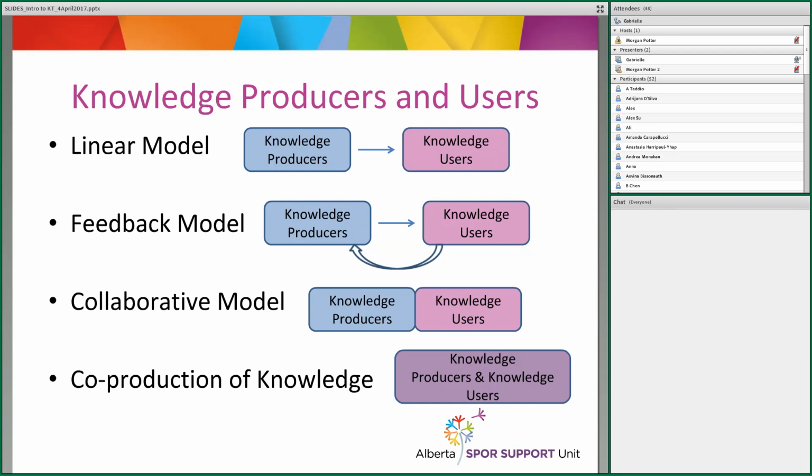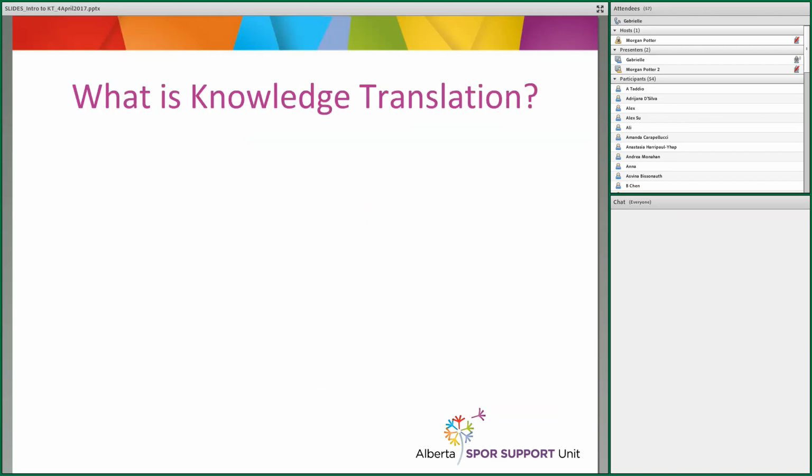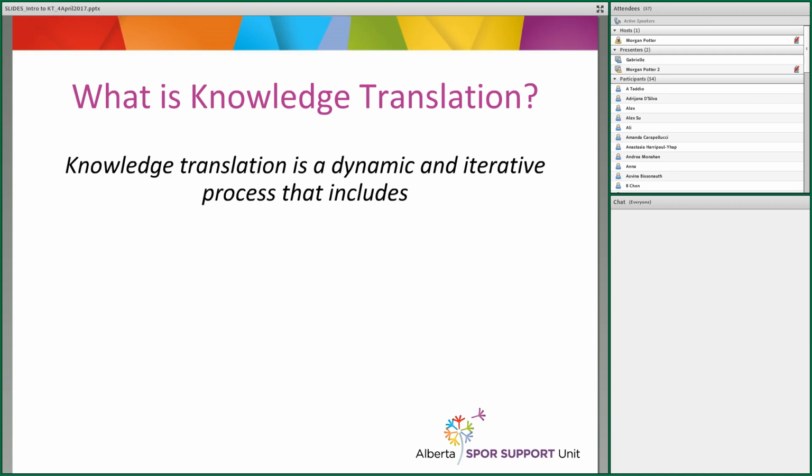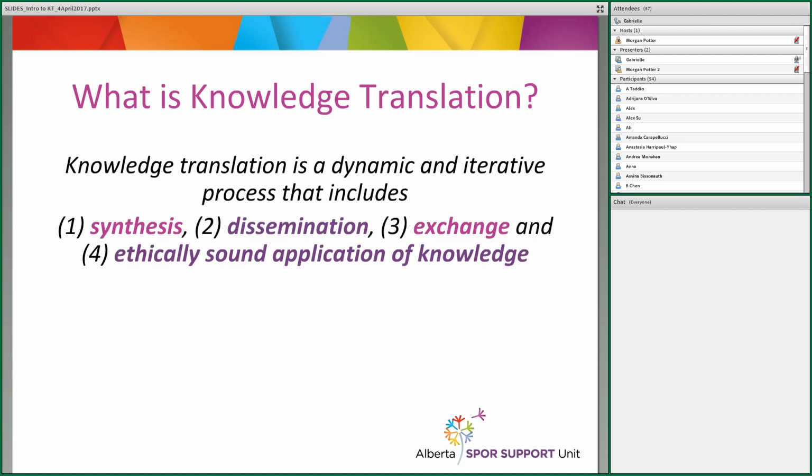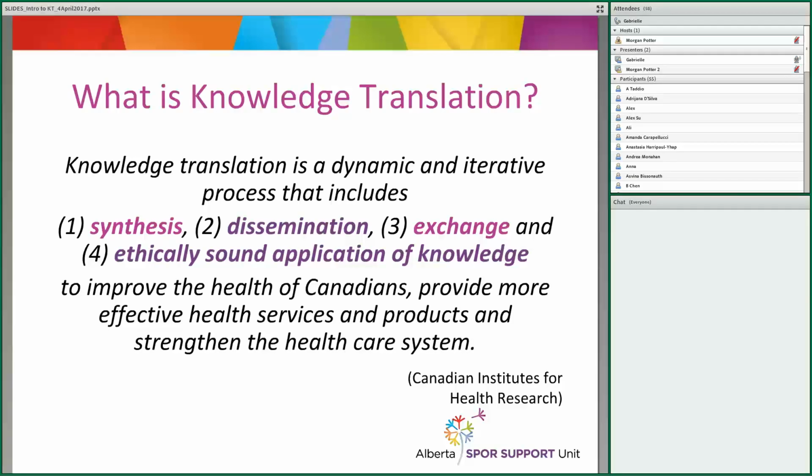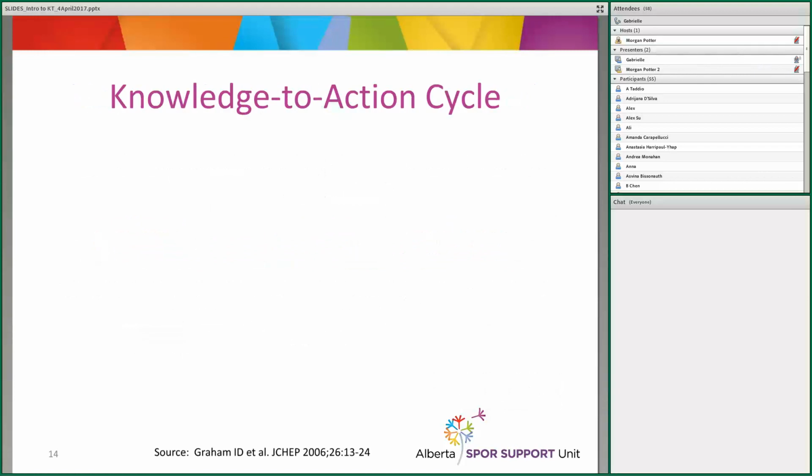Co-production, or joint production of knowledge, dissolves the boundaries between knowledge producers and knowledge users and draws on multiple ways of knowing to contribute to the knowledge production. So let's revisit the CIHR definition of knowledge translation and break out some of the key pieces. You can see in this definition that there are 4 pieces that are highlighted: synthesis, dissemination, exchange, and ethically sound application of knowledge. And 2 of these, the synthesis and application pieces, fit specifically within the knowledge to action framework.